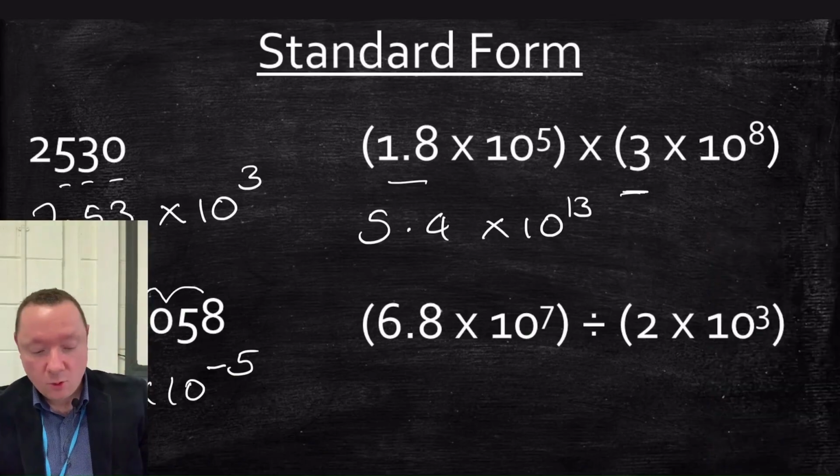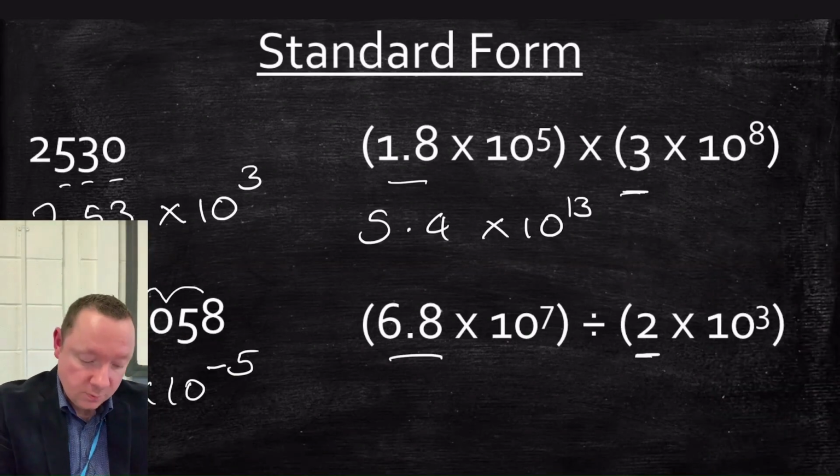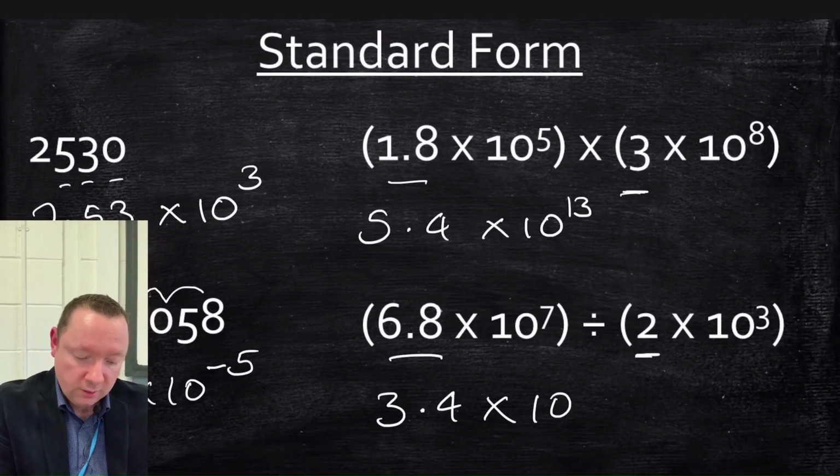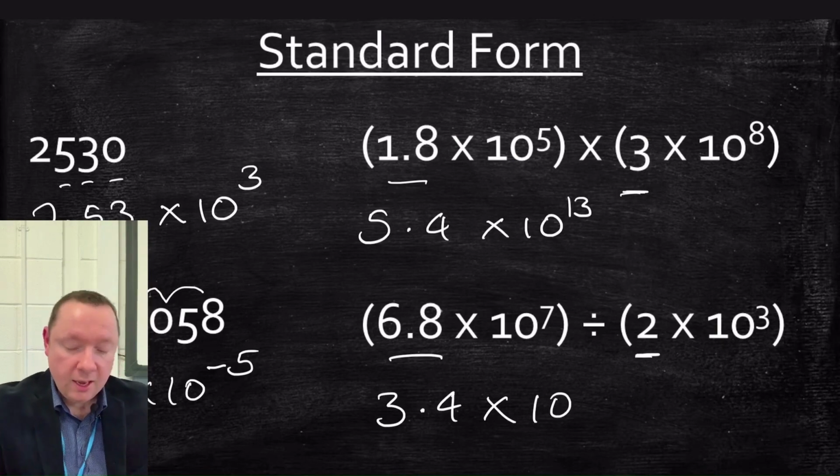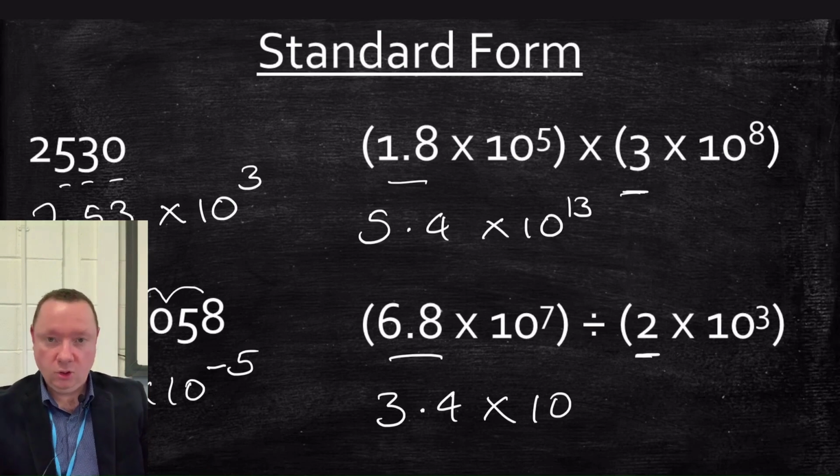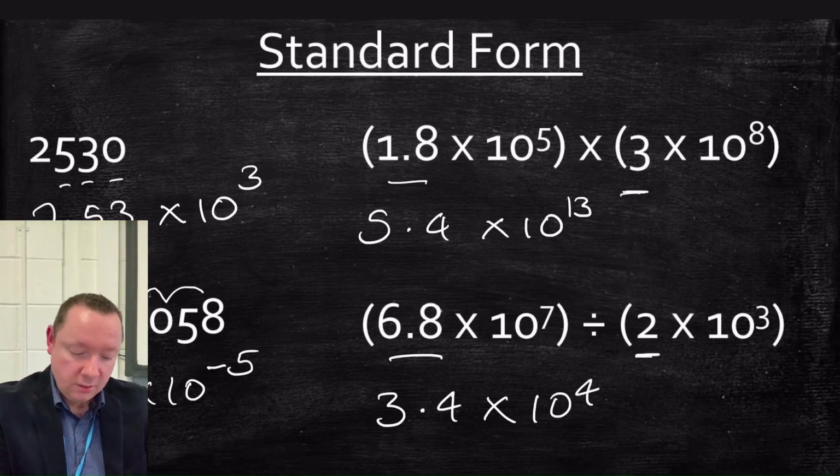Division works in a similar way, so I divide the numbers. 6.8 divided by 2, that gives me 3.4 times 10. And then you take away the powers. 7 take away 3 is 4.